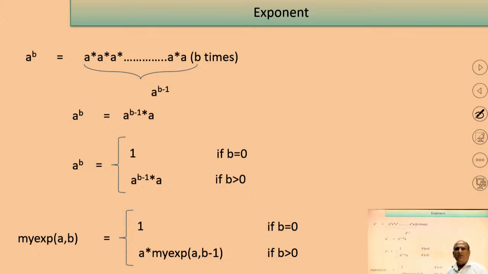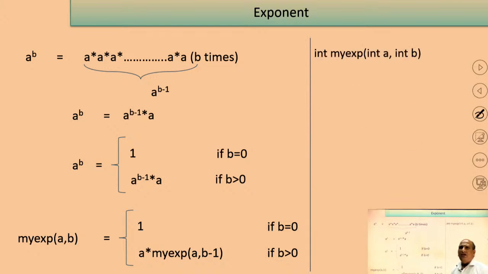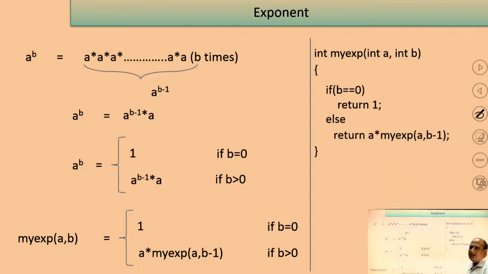This same function my x may be called if the value of b is greater than 0, a into my x a comma b minus 1 may be called again, and the same logic has been implemented in this function. The my x function has two formal parameters a and b, and if the value of b equals 0, meaning the exponent equals 0, it returns 1, else it returns a into my x a comma b minus 1.